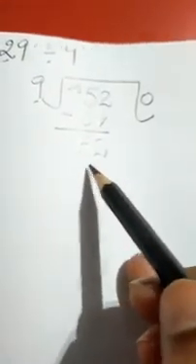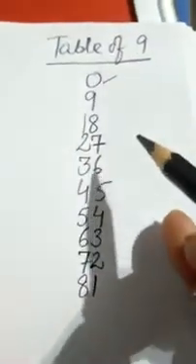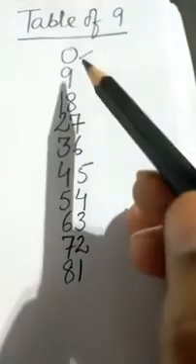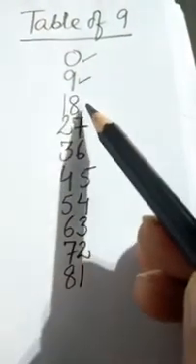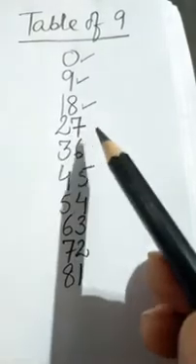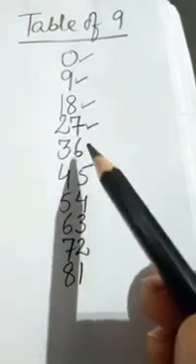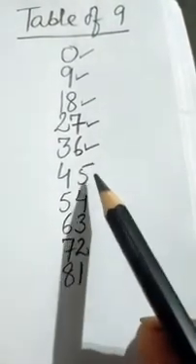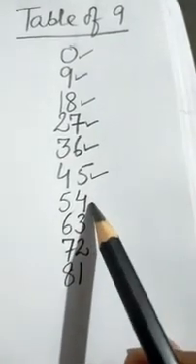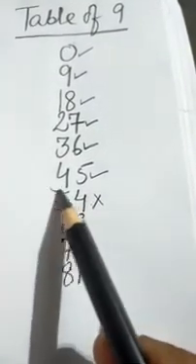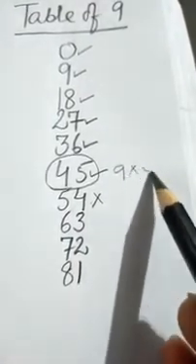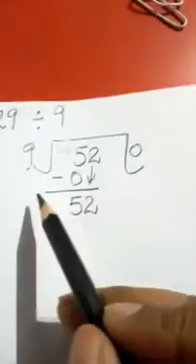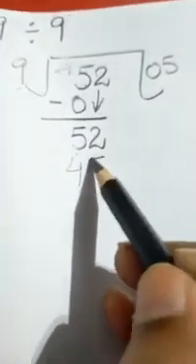Now we will observe the table of 9 and we will see what can be written under 52. As we observe the table of 9, 0 can be written, 9 can be written under 52, 18 can also be written under 52, 27 can also be written, 36 can also be written, 45 can also be written, 54 cannot be written. So here we will write 45. 9 fives are 45.